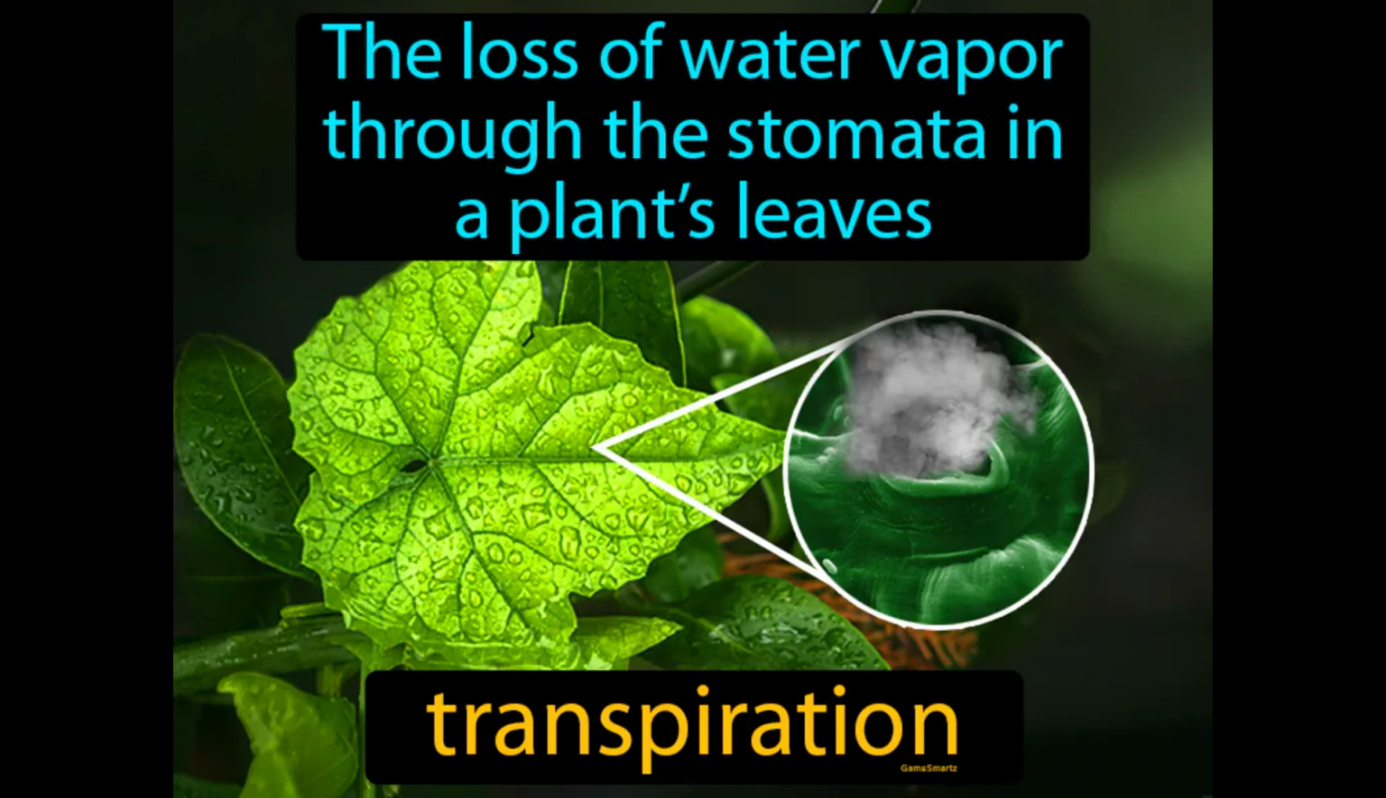The loss of water vapor through the stomata in a plant's leaves. Transpiration. Transpiration is the process where plants release water vapor into the air through small openings in their leaves.